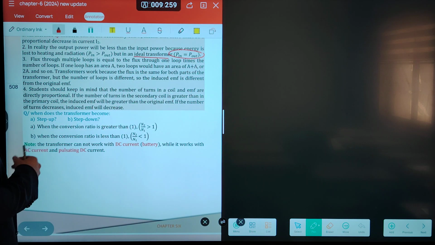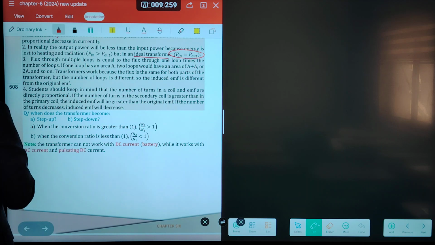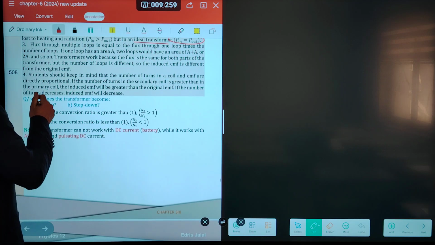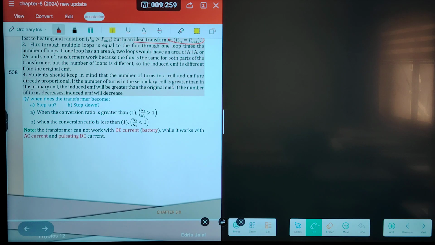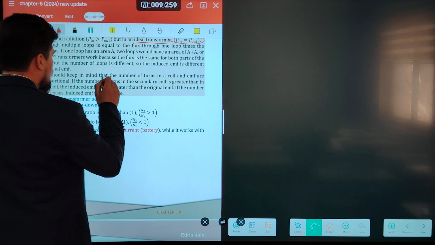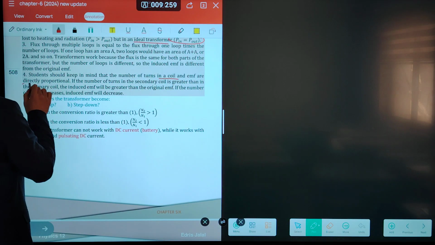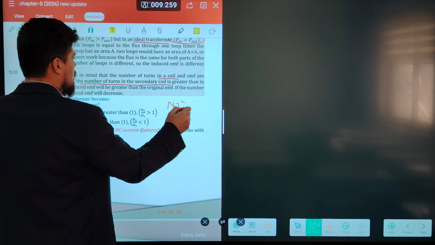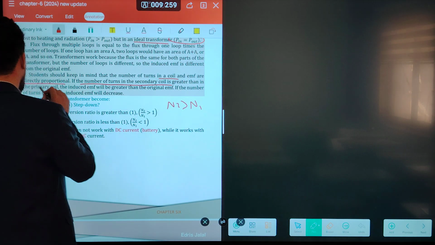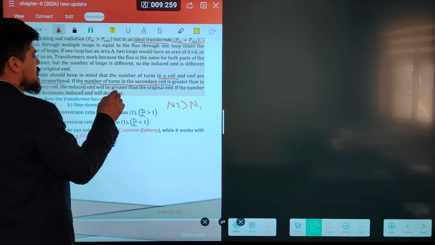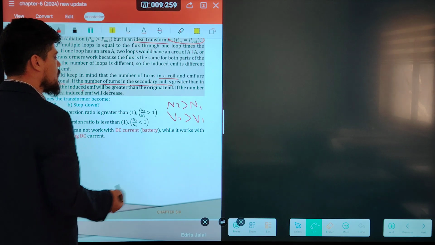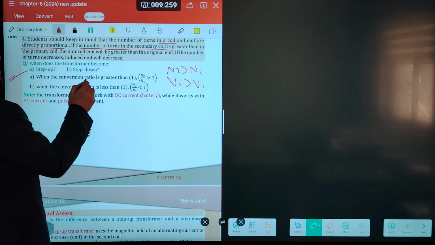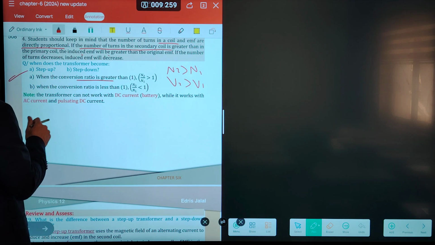Flux through multiple loops is equal to the flux through one loop times the number of loops. If one loop has an area A, two loops have A plus A. Okay? So you have to keep in mind that the number of turns in the coil and EMF are directly proportional. If the number of turns in the secondary coil is greater than in the primary coil, the induced EMF will be greater. V2 will be greater than V1. Okay? When does the transformer become step up? If the conversion ratio is bigger than 1. Step down, less than 1.